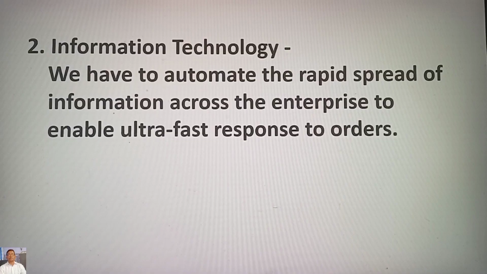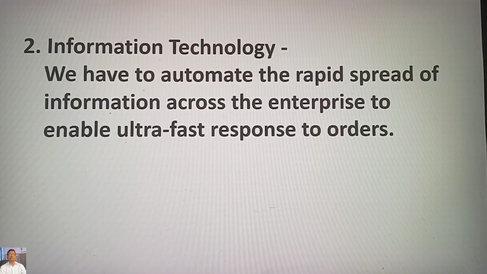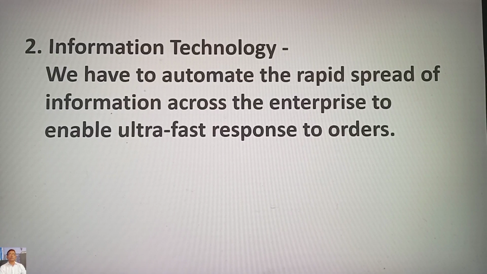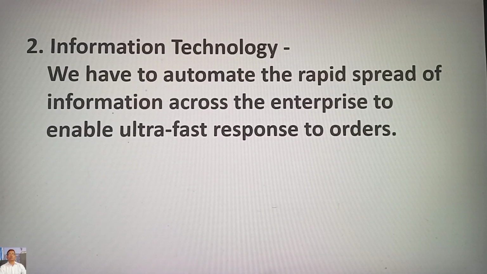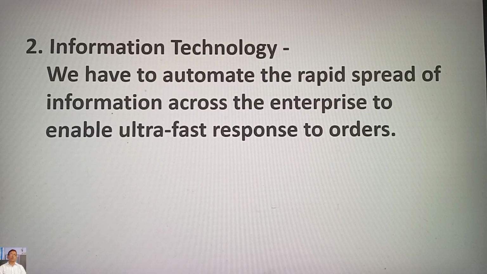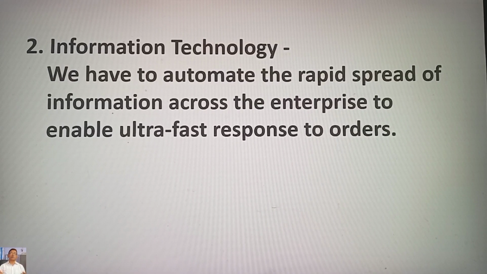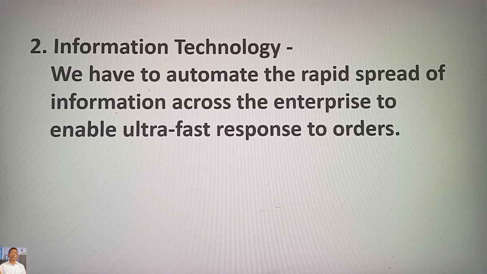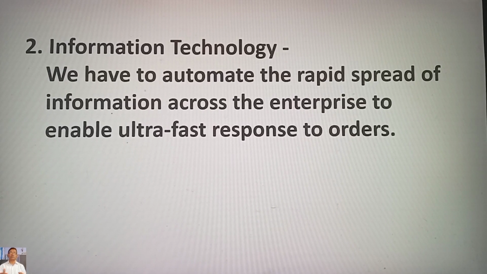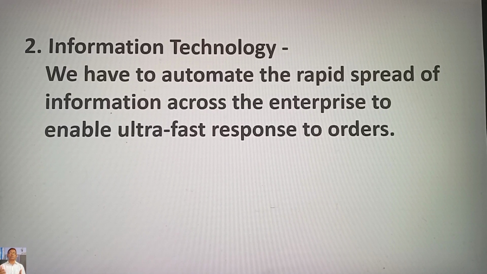Second, information technology. We have to automate the rapid spread of information across the enterprise to enable ultra-fast response to orders. Unlike technology used for entertainment or personal purposes, information technology is typically used in the context of business operations.